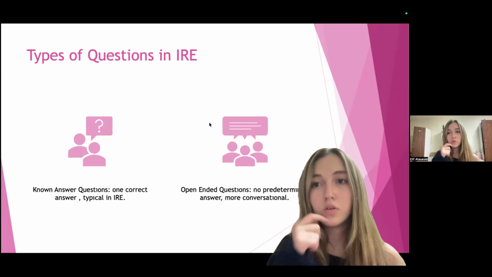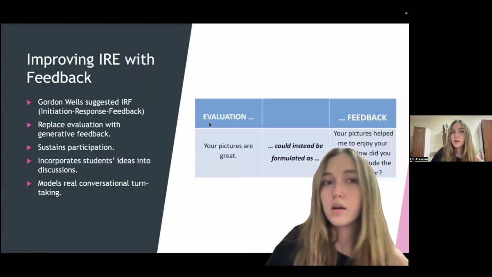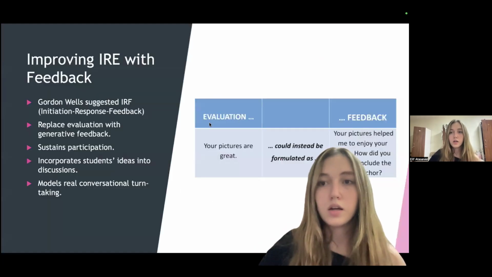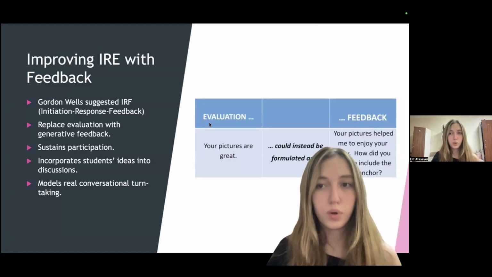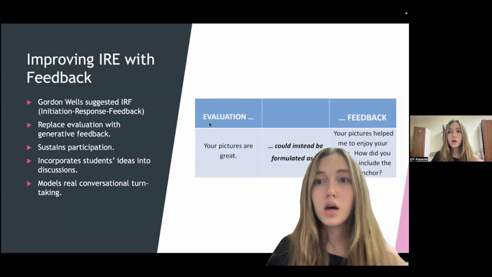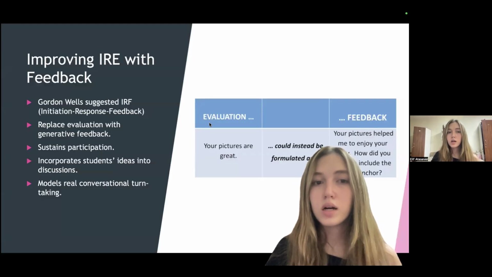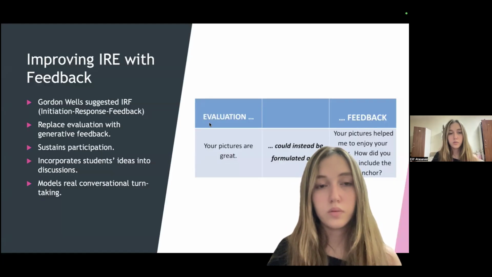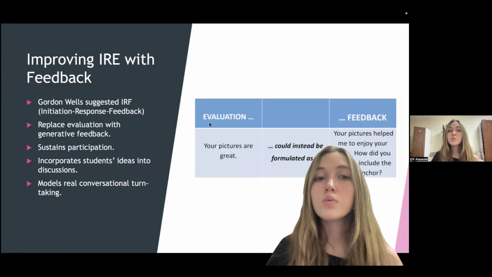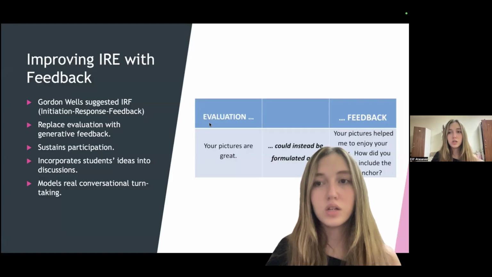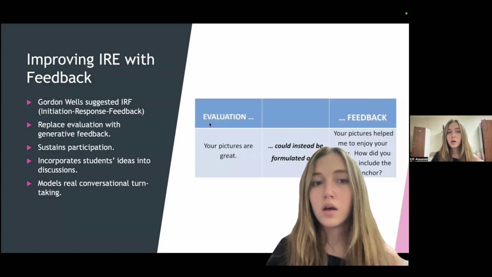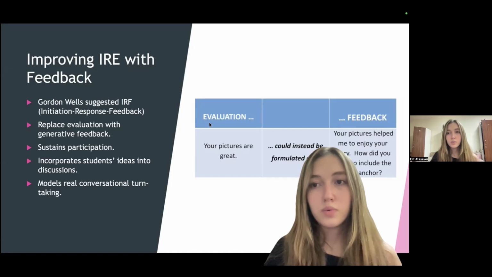So there are two types of questions in IRE. And after talking about IRE, actually there are ways to improve IRE, which is improving IRE with feedback. So Gordon Wells, I guess that is how his name is pronounced, suggested IRF, which is initiation, response, and feedback. So he changed evaluation to feedback. And for example, there's an example as you can tell.